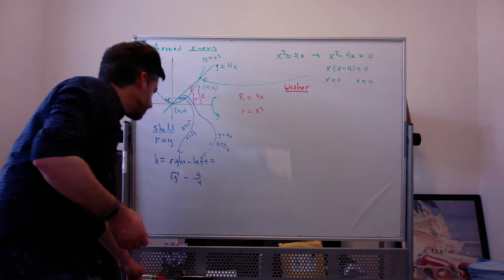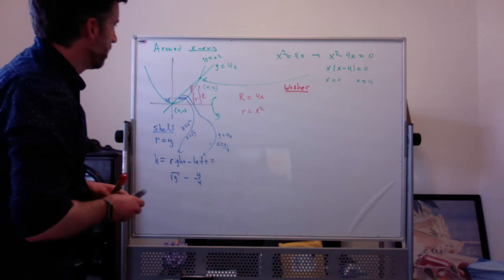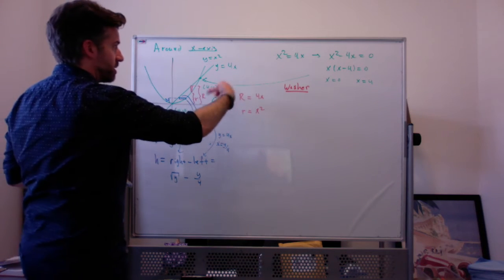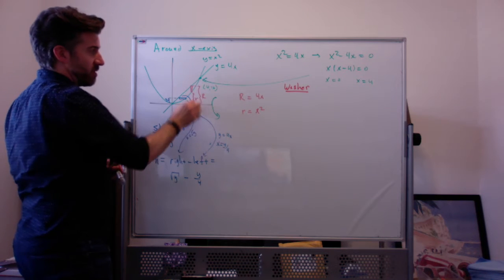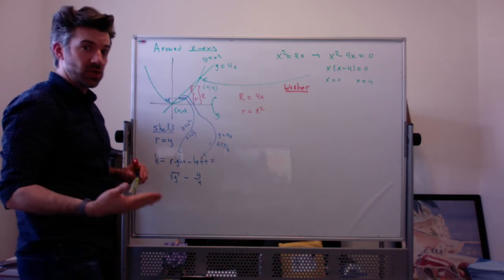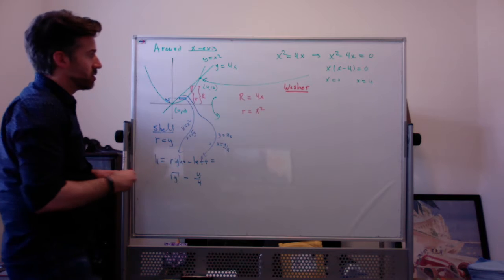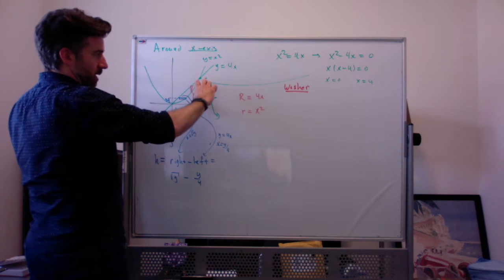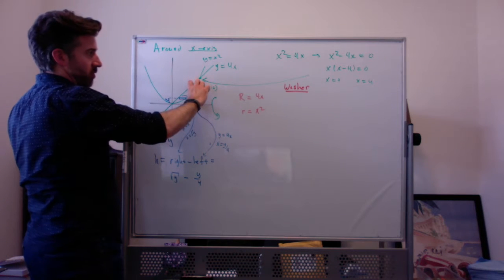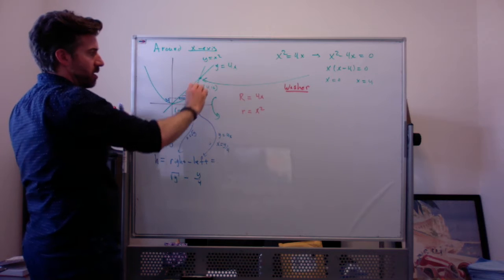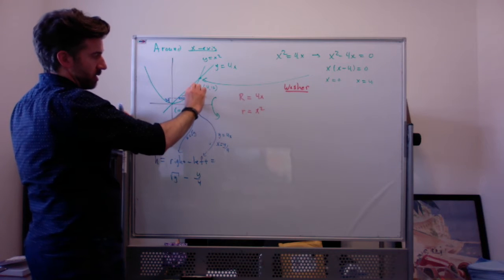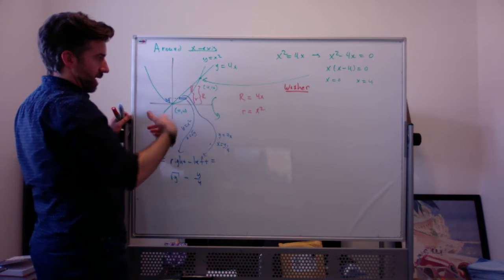So first let's talk about the washer method. If I'm going around the x-axis, my strip has to be vertical because it has to be perpendicular to the axis of rotation. So with my strip being vertical, my large radius is the function that's further away, which is y equals 4x. My small radius is the function that's closer, which is y equals x squared.